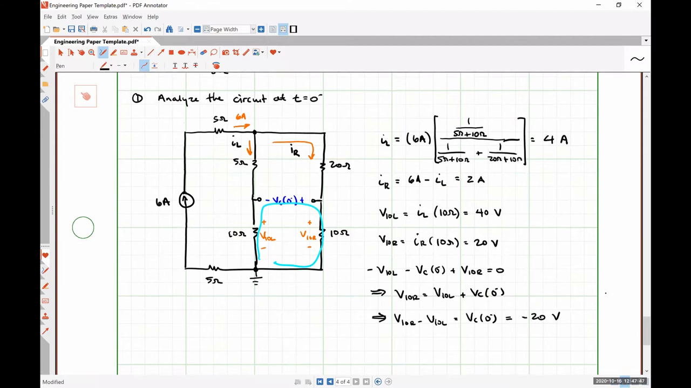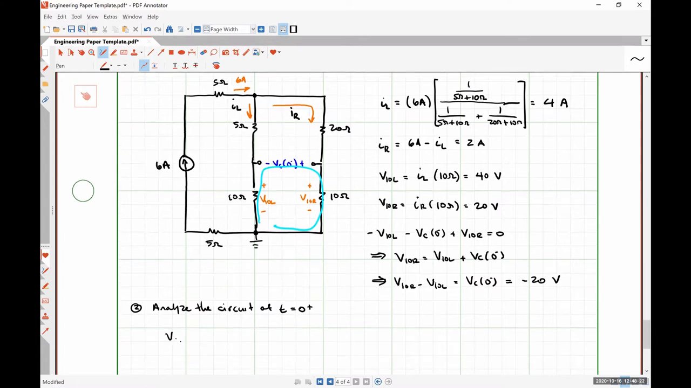Our next step would be to analyze the circuit at t equals zero plus. I would argue that we do not have to do this step for this particular problem. Can anybody tell me why? Exactly right. The voltage drop over our capacitor cannot change abruptly. So we know for a fact that VC at zero plus must be identical to VC at zero minus, and that's the only information that we were looking for. So we don't need to do any circuit analysis whatsoever for step two in this particular problem. If we were looking for any other quantity other than the capacitor voltage, we would need to actually do the circuit analysis. So I want to be very, very clear about that.